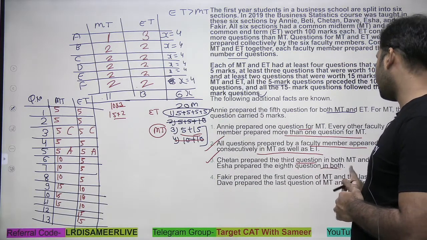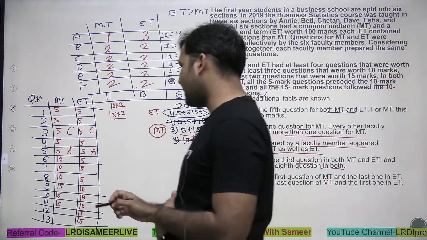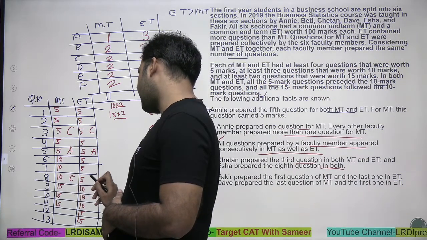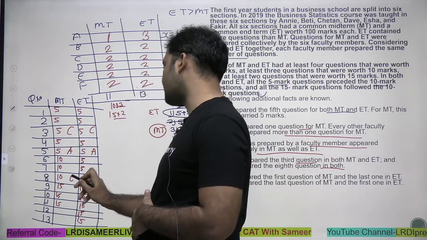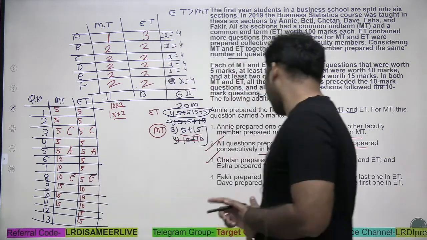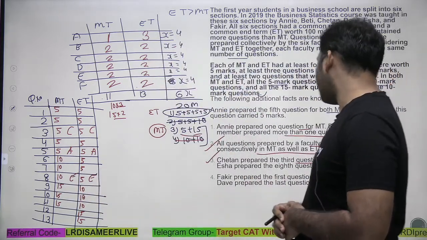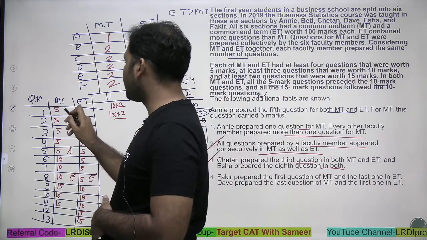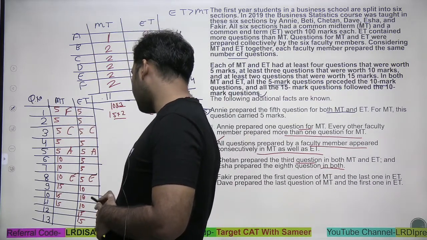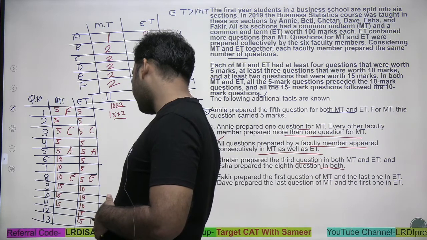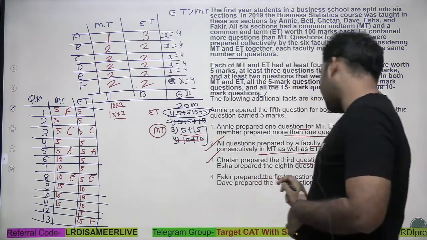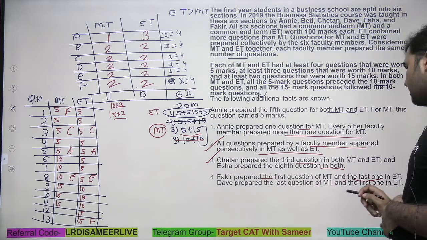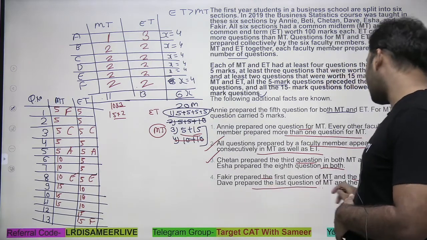Isha prepared the 8th question in both. Isha is preparing the 8th question in both. This is Isha and this is also Isha. Fakir prepared the 1st question of MT and the last question of ET. Fakir prepared the 1st question of MT and the last question in ET. They prepared the last question of MT.